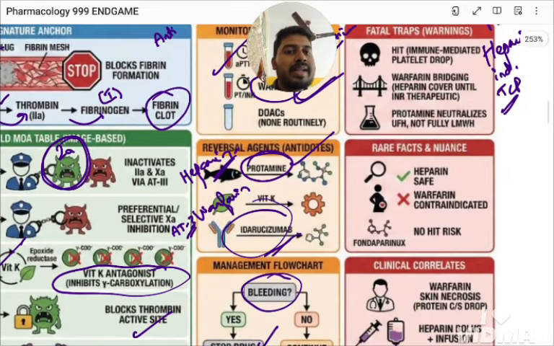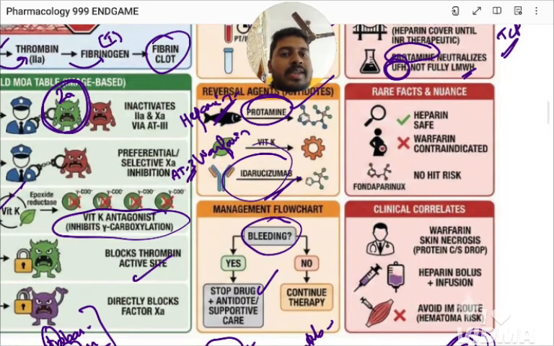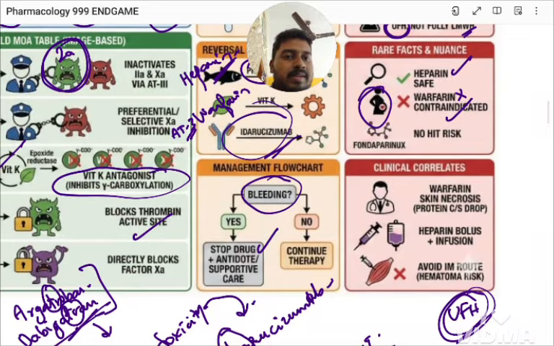Next, protamine neutralizes UFH, not fully LMWH. You know that protamine sulfate is the antidote for heparin. For unfractionated heparin it is very useful, but in low molecular weight heparin it is partially effective. One more thing is, during pregnancy warfarin is contraindicated because it causes warfarin embryopathy. But heparin is safe during pregnancy, so that is the drug of choice.